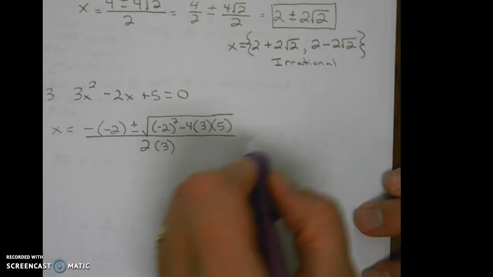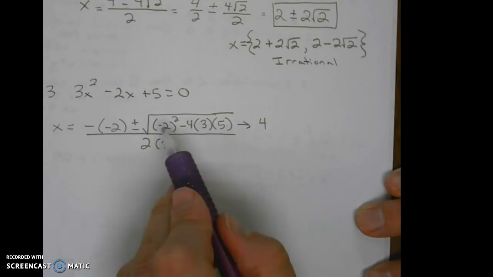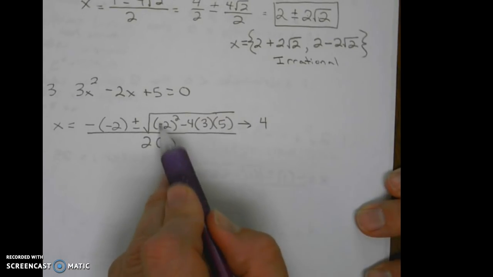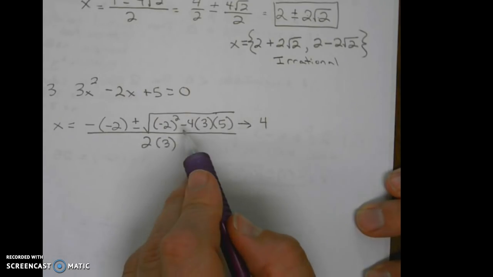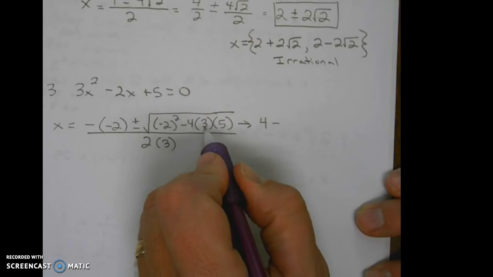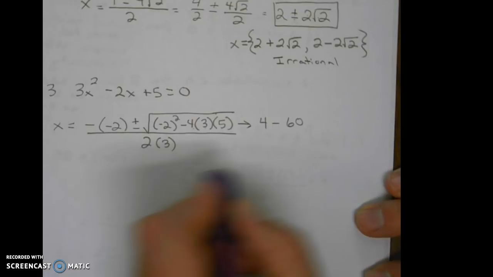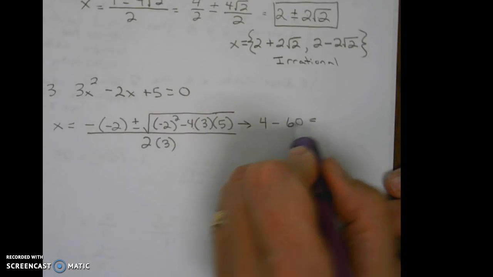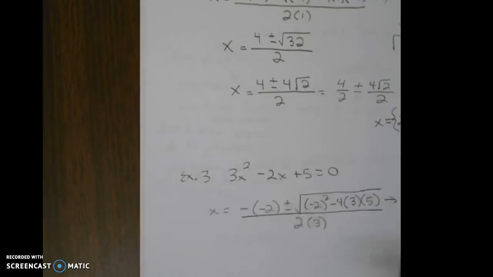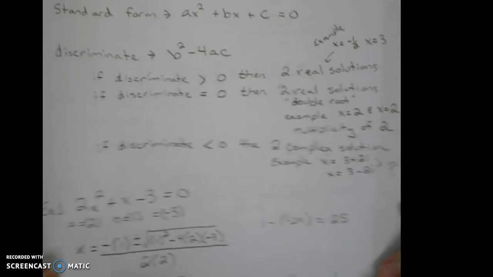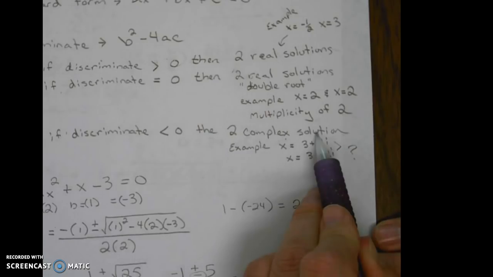First thing we're going to do is find our discriminant. So negative 2 squared is 4. Whenever you square this number, it will always turn out to be positive. So be careful. So minus 4 times 3 is 12. 12 times 5 is 60. And so our discriminant is negative 56. Let's look at our rules. Negative 56 is less than 0, so we're going to have two complex solutions.